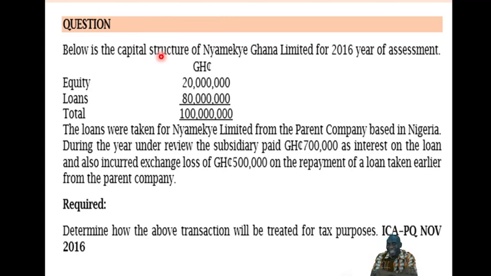Have you seen the thing? The loan, you see, the capital, it means that Nyamiche is the resident entity. And the parent company, it means that there's a controlling relationship. That's why they are using the word parent. So once they mention parent, that means the control is 50% or more. Okay. But this parent company is based in where? Nigeria. So it's a what? A non-resident person. So it means that the parent company is a non-resident person.